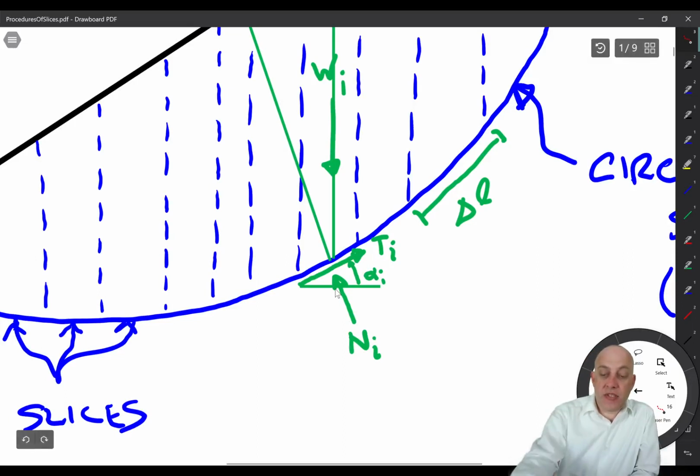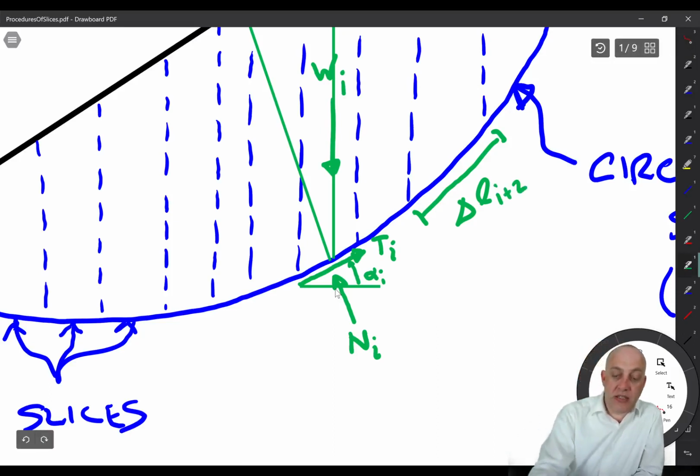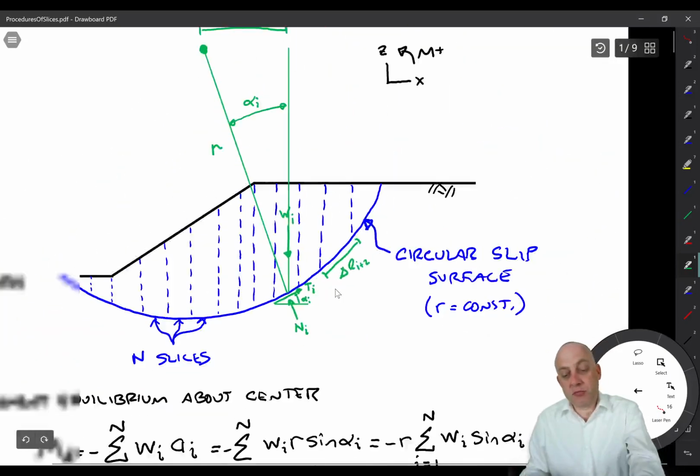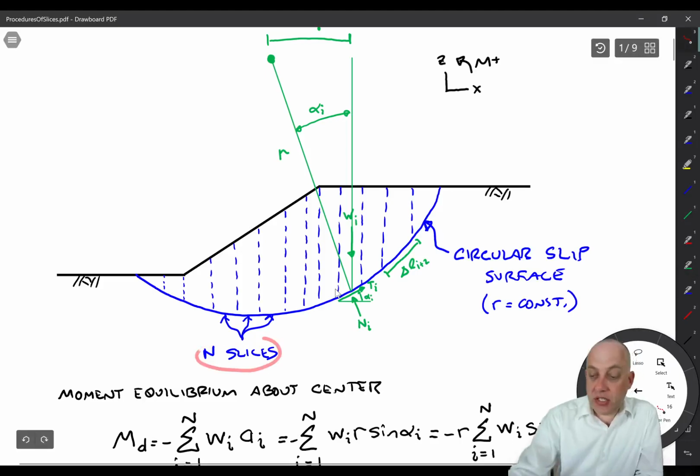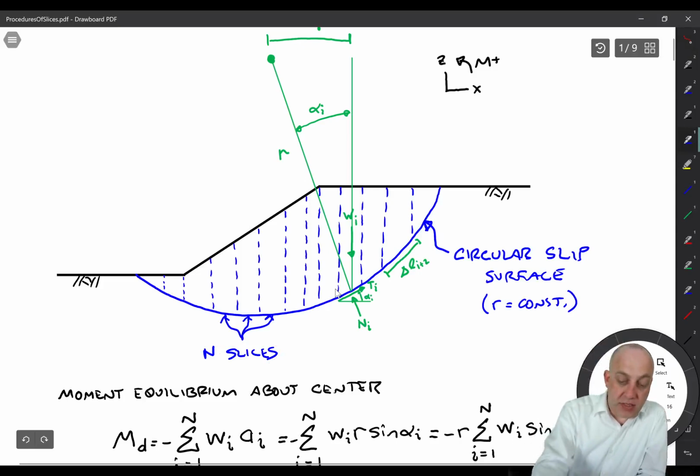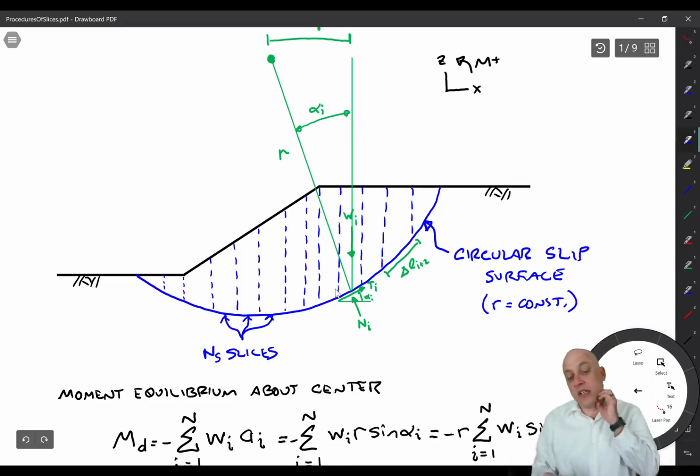And then I labeled this slice, the base length is delta L. It would have been a little crowded to label this slice, but anyway, this would be delta L, maybe I should add an index, i plus 2. So this is the ith slice, i plus 1, i plus 2, and then you'd have i minus 1, i minus 2, and so forth. In this case, we have n total slices. Maybe we should change that to n sub s, because we're already using n for the normal force.